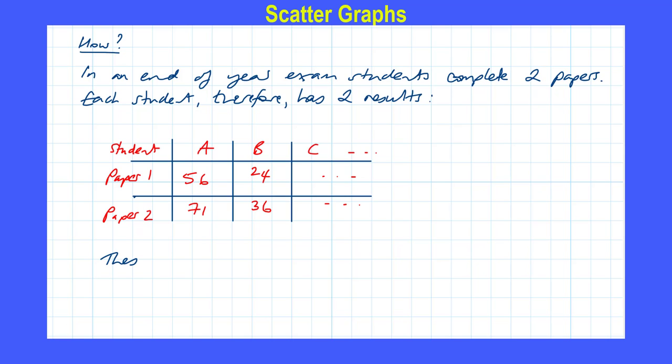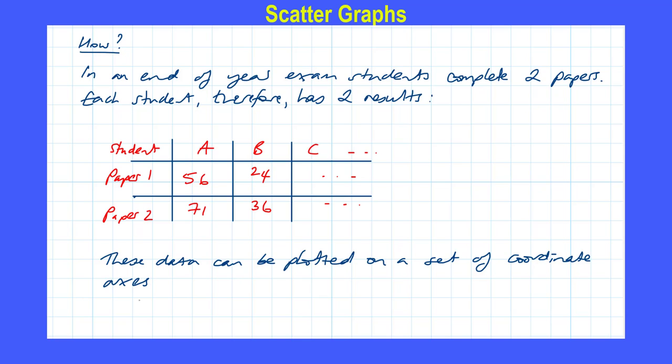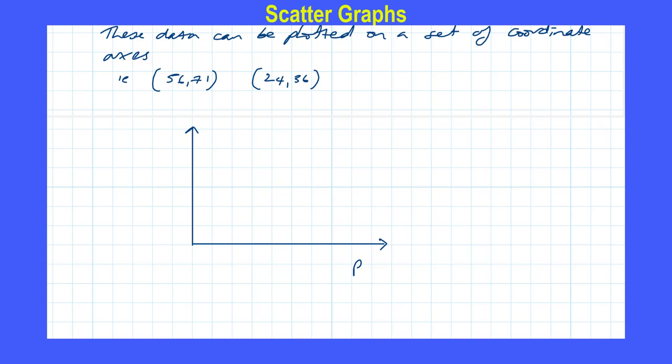So what we'd actually do is we want to plot this data on a set of coordinate axes, and effectively what we do is we take student A and we use their two values, paper 1 and paper 2, as the coordinates. So in other words, the point 56, 71. And student B, again, the same thing, we look at it as a coordinate 24, 36. So on our coordinate axes, we could plot those points.